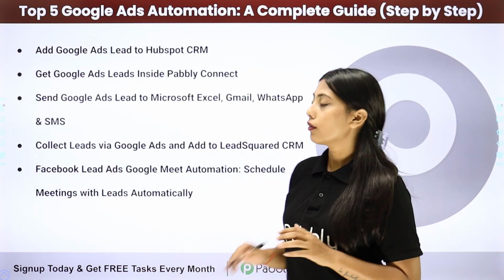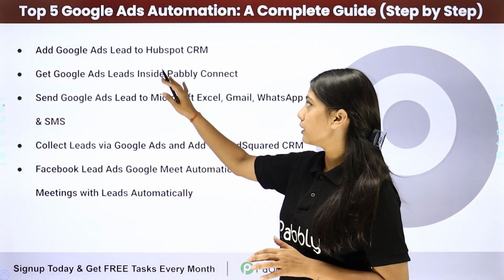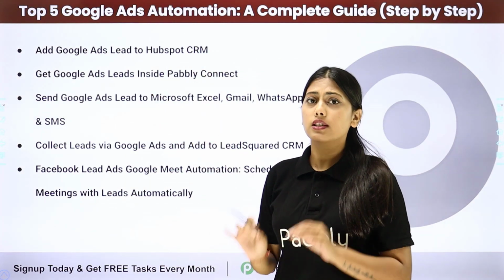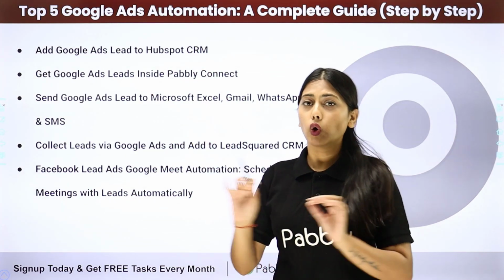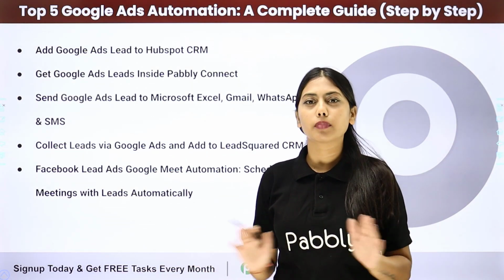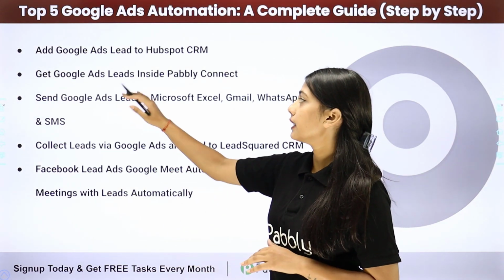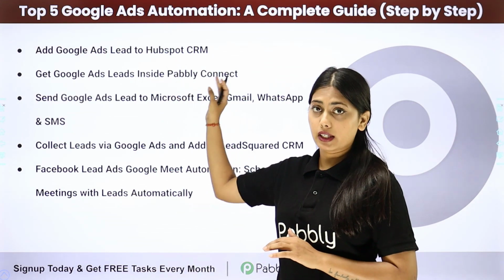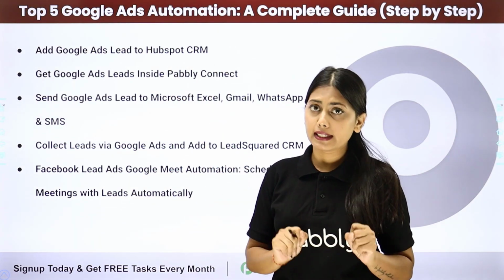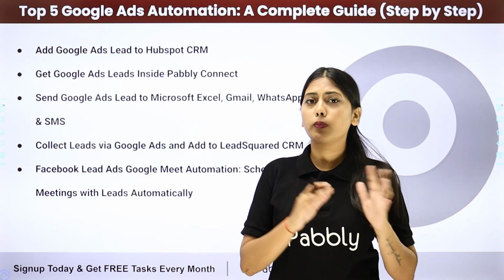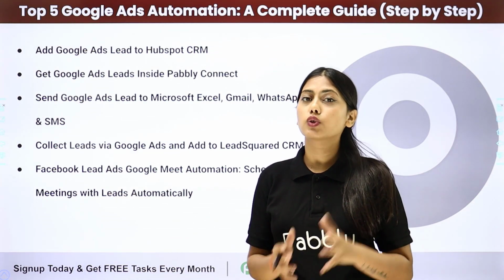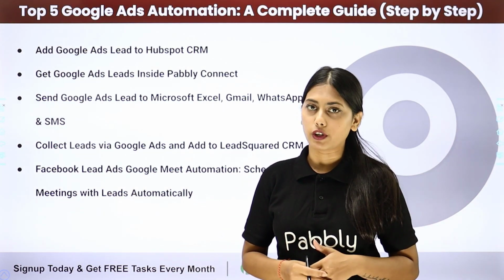What you can do is, firstly, add Google Ad Leads to HubSpot CRM, which means in your CRM application, all the Google Leads can be added automatically. Then next, you can get Google Ad Leads inside Pabbly Connect. So you can fetch all the leads that you get from Google Ads to a Pabbly Connect workflow and then transfer it to other applications whichever way you want.